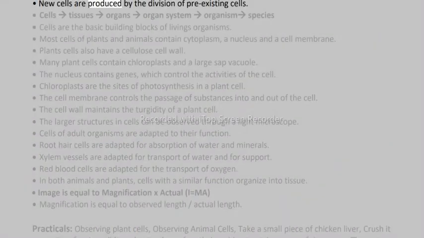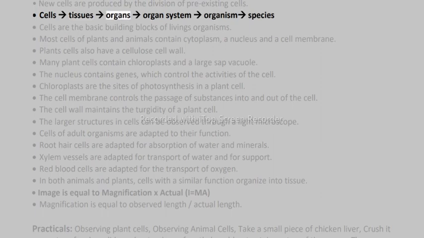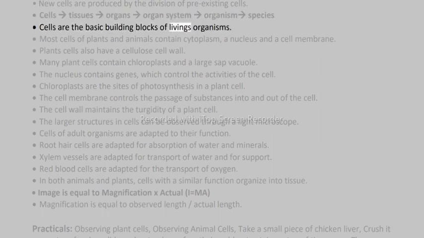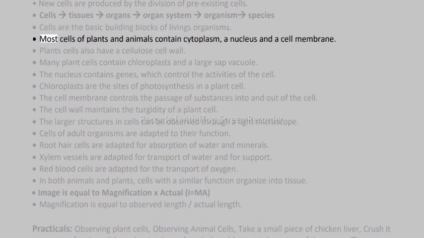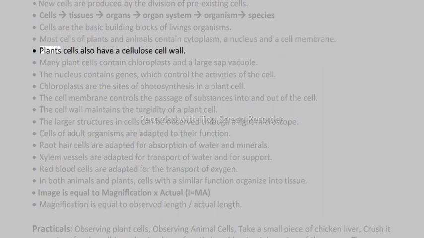New cells are produced by the division of pre-existing cells. Cells, tissues, organs, organ system, organism, species. Cells are the basic building blocks of living organisms. Most cells of plants and animals contain cytoplasm, a nucleus, and a cell membrane. Plant cells also have a cellulose cell wall. Many plant cells contain chloroplasts and a large sap vacuole. The nucleus contains genes, which control the activities of the cell.